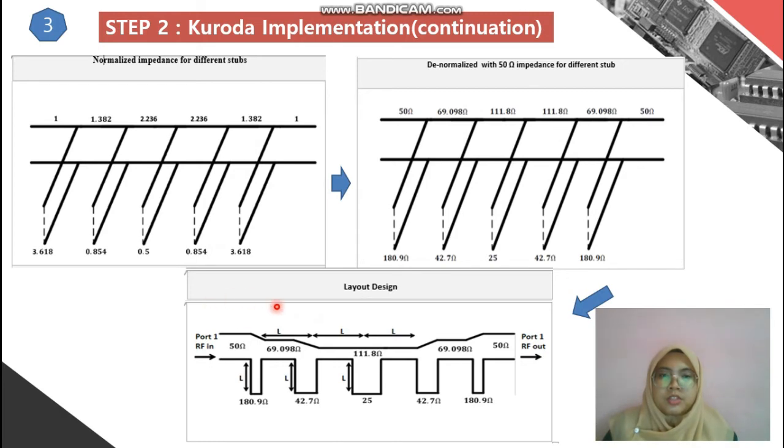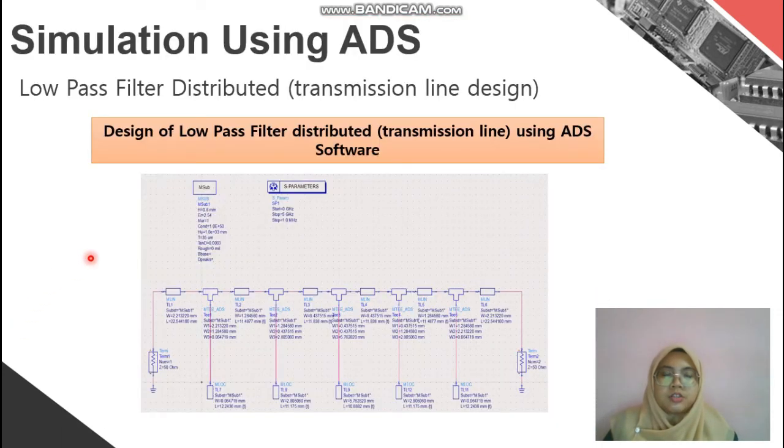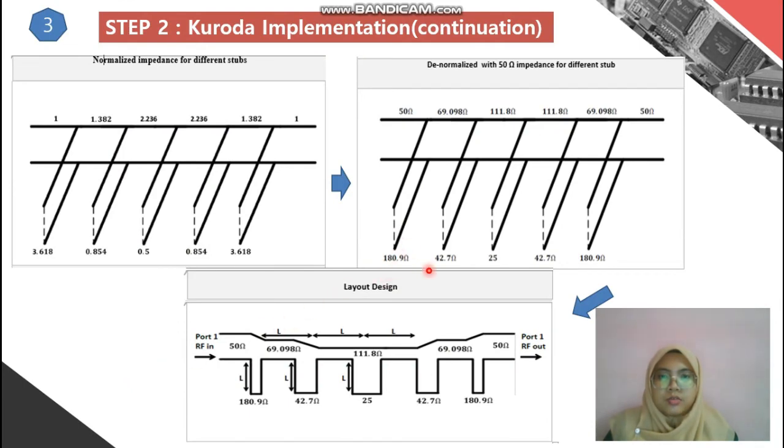So we will produce the layout design like this, and we will use this to do our design and simulation using ADS. This is what we have done. As you can see here, this is the M-lin, M-block. If you notice 1, 2, 3, 4, 5, this 5 represents the stub, and 1, 2, 3, 4 represent the M-lin.